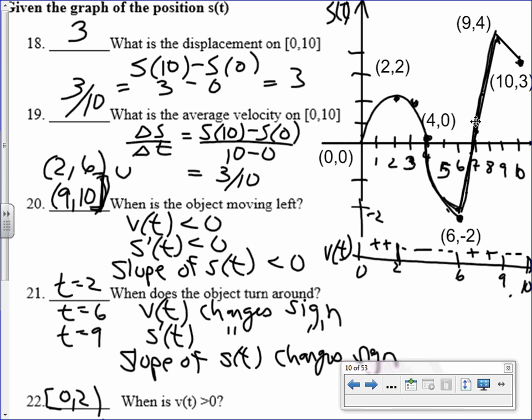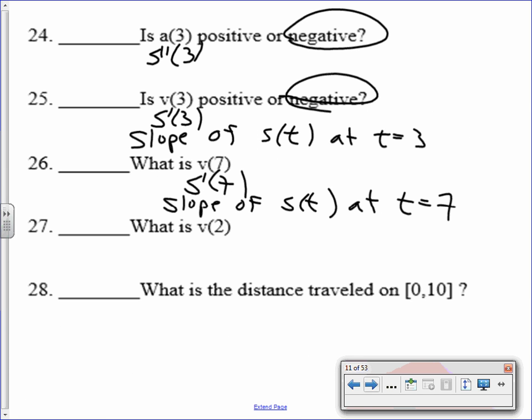And slope is change in y over change in x, in general. So 4 minus negative 2 over 9 minus 6. So 6 over 3 is equal to 2. So the slope at every single point on this line is equal to 2. So that's 2, but we used the slope formula to get it.